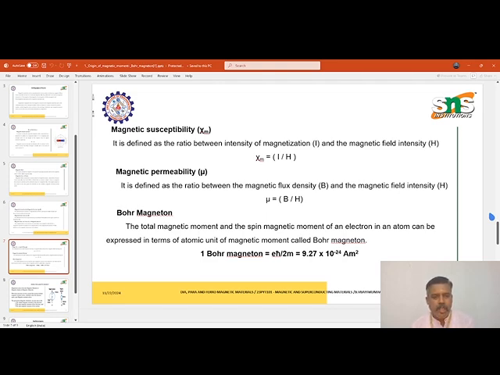The next one is the Bohr magneton, the total magnetic moment and the spin magnetic moment of an electron in an atom. One Bohr magneton equals e h cross by 2m, where h cross is equal to h by 2 pi. We substitute the value of h, the charge of the electron and the mass of the electron. The charge of the electron is 1.6 into 10 power minus 19 and the mass of the electron is 9.11 into 10 power minus 31. Substituting in the formula e h cross by 2m, we get the answer as 9.27 into 10 power minus 24 ampere per meter squared. That is the value of one Bohr magneton. This is a constant value.